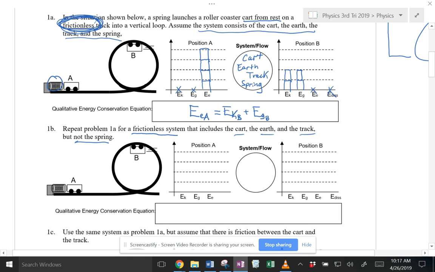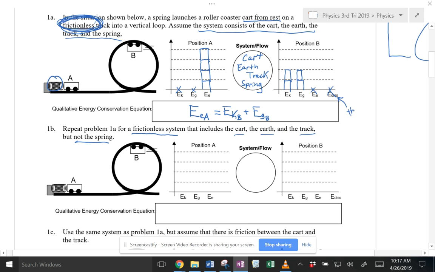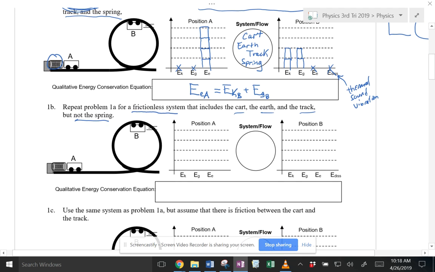So this is like thermal or sound or vibration. Could even be light, potentially, okay? But those are all forms of the energy getting dissipated, getting kind of spread around. All right.